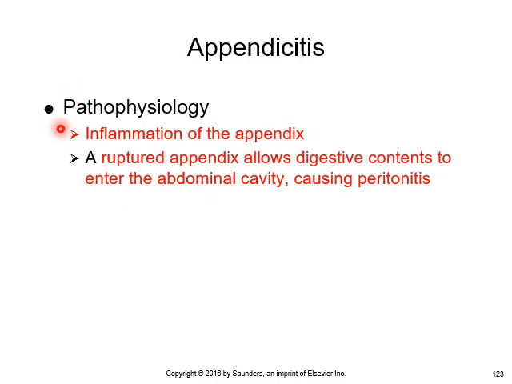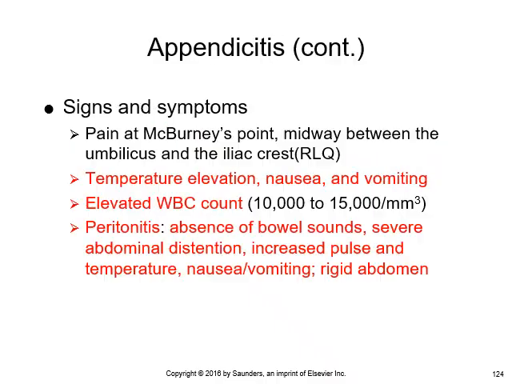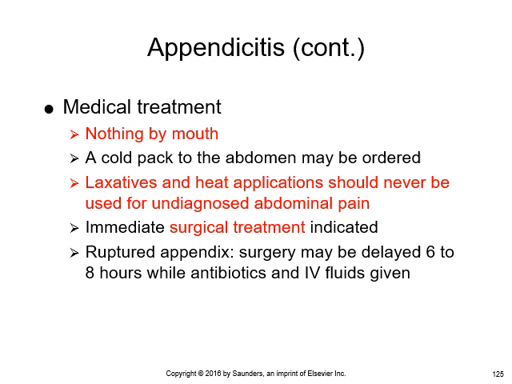Appendicitis is the inflammation of the appendix. We are trying to prevent a ruptured appendix when the patient has appendicitis, because a ruptured appendix allows the digestive contents to enter the abdominal cavity, which can cause peritonitis. Medical treatment for appendicitis is that they will be NPO, and maybe a cold pack to the abdomen may be ordered.